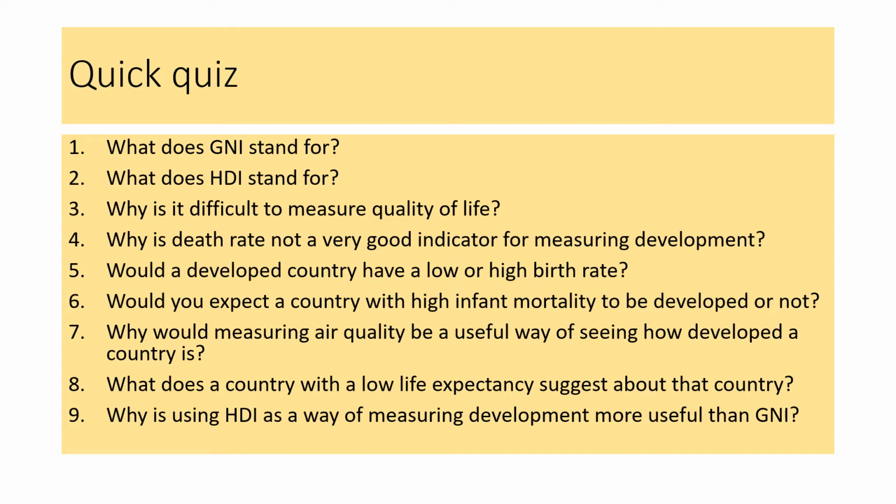And number 9, why is using HDI as a way of measuring development more useful than GNI? Well, GNI just looks at one thing. It looks at gross national income per capita, whereas HDI looks at 3 things. It looks at years at school, life expectancy, and GNI. And so those 3 things look at really wealth, health, and education. And combining those 3 things together enables you to see whether countries are not only wealthy, but that the people are benefiting from that wealth.